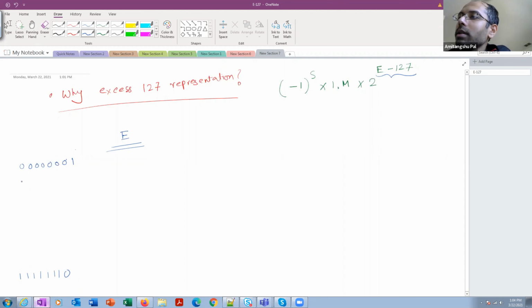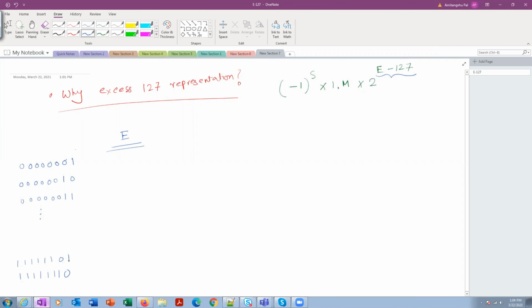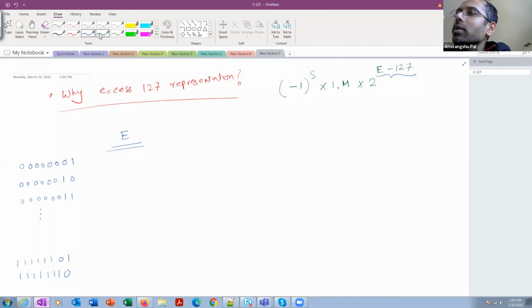That means the next number is going to be 0, 0, 0, 0, 0, 0, 1, 0, then 0, 0, 0, 0, 0, 0, 1, 1, and in this way. The previous number is going to be 1, 1, 1, 1, 1, 1, 0, 1, and then the last number is going to be 1, 1, 1, 1, 1, 1, 1, 0, with all ones reserved for special values. So this is the range of numbers. If I convert it to decimal, it is going to be 1, this is going to be 2, this is going to be 3, and in this way this will keep going.